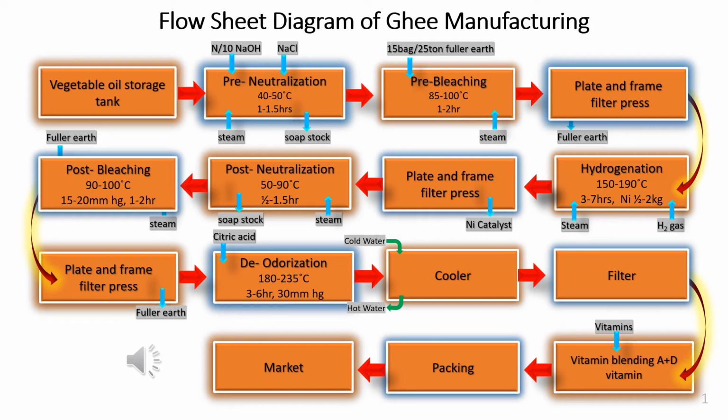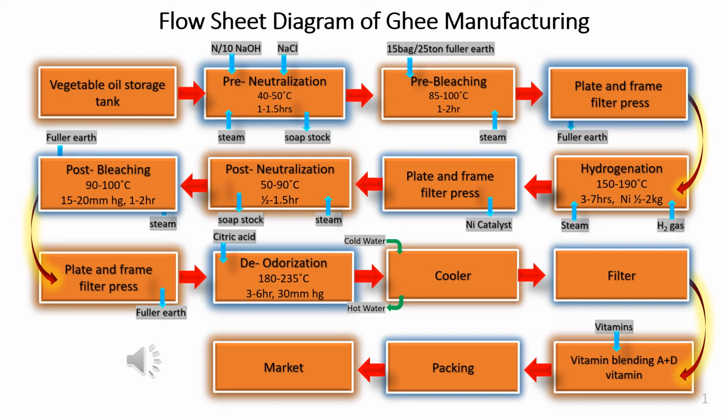So after the plate and frame filter press, our oil goes towards the post-neutralization section. Here the post-neutralization of oil takes place. This step is almost the same as the pre-neutralization section. In this section, we provide 50 to 90 degrees centigrade of temperature and steam to the oil.